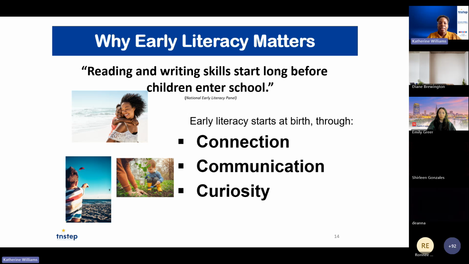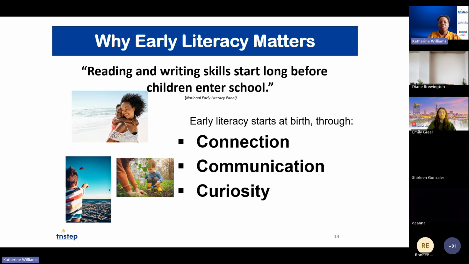So reading and writing was another one that was listed in our word cloud. And this starts long before a child even enters into a preschool setting or a daycare setting or a kindergarten setting. Early literacy starts right at birth, even from the connection when a child is born and they're placed on their mom's chest. Immediately that connection is starting, and that already is building early communication and early literacy.